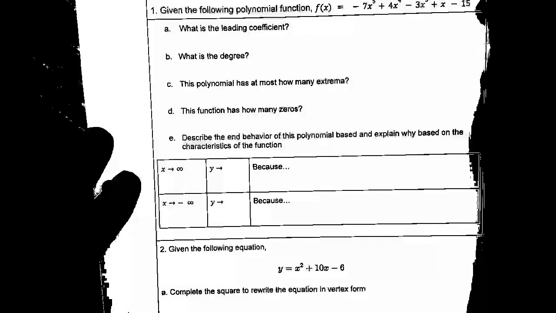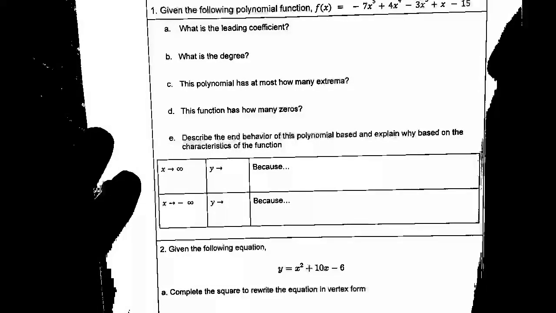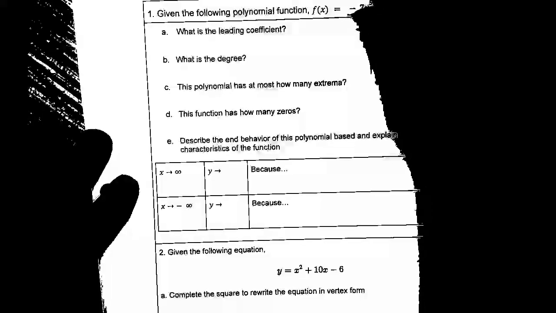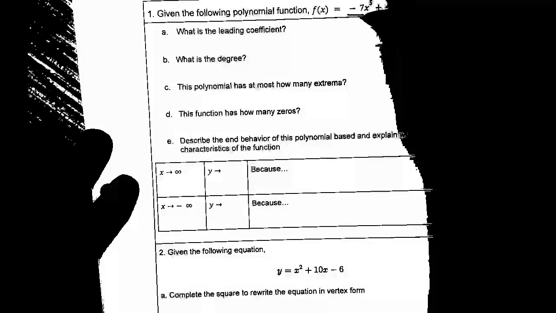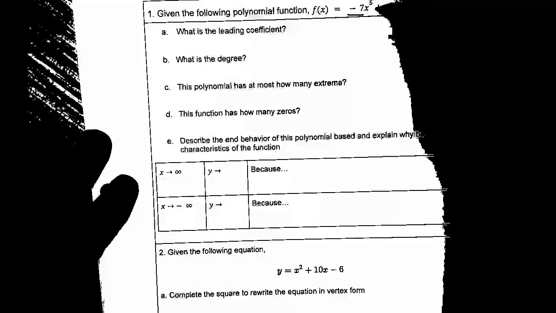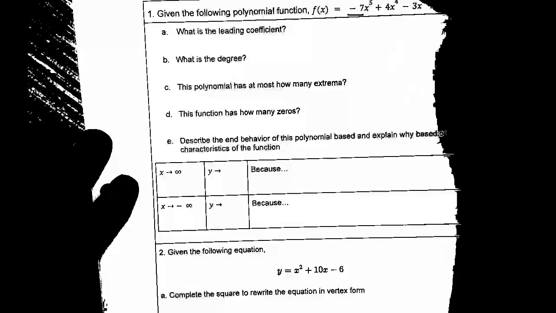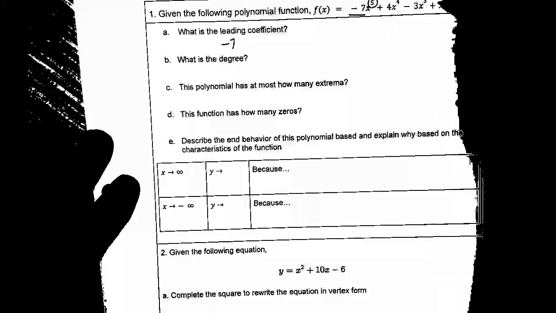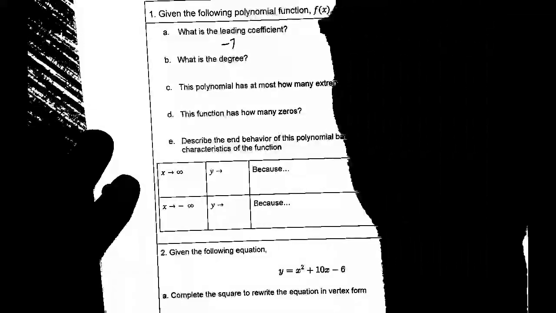All right, let's get started. Given the following polynomial function, f of x equals negative 7x to the fifth plus 4x to the fourth minus 3x to the third plus x minus 15, what is the leading coefficient? The leading coefficient is the coefficient of the highest degree term, which is x to the fifth, so that's going to be negative 7. The degree is going to be 5 because it is the highest power.